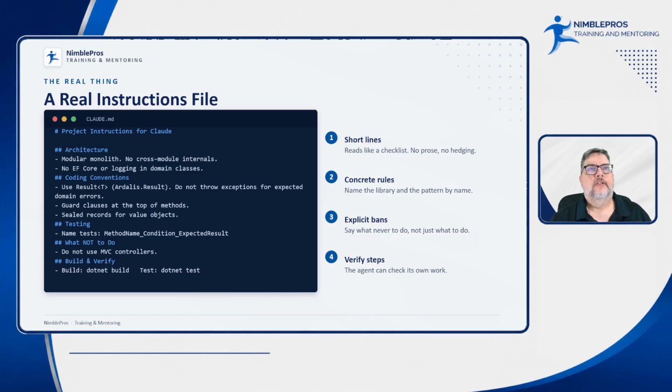So here's a quick example of what a real instructions file might look like. Like I say, these are markdown files, so they're plain text. You would include things like your architecture design, your coding conventions, how to test the application, how to write the test, how to name the test, tell it what not to do. So, say do not use MVC controllers, that kind of stuff, and how to build and verify the application.